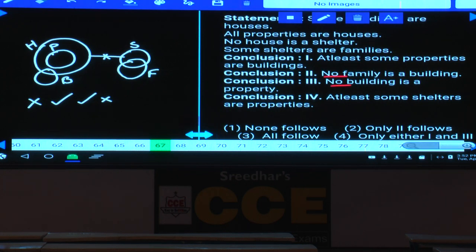And these two are negative conclusions, and the first one and the fourth, which are false, are affirmative conclusions. Then coming to the second conclusion, no family is a building. Now in order to prove this one false, we need to draw some other families are buildings.